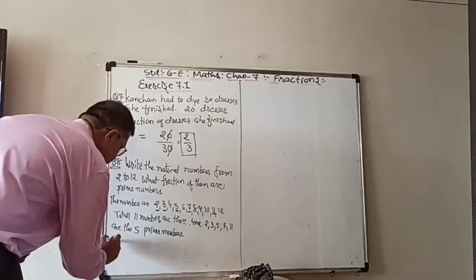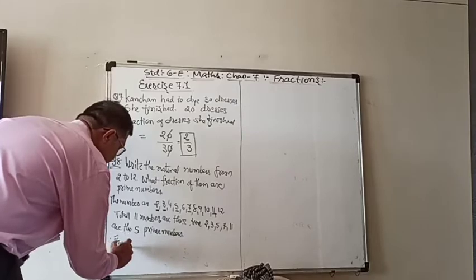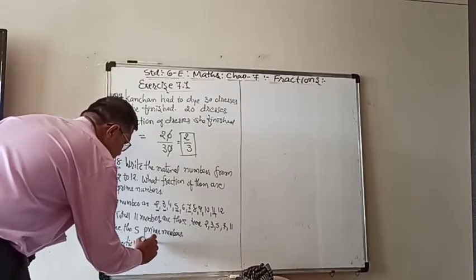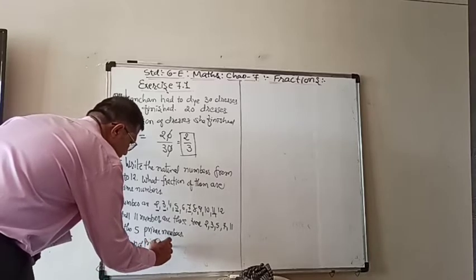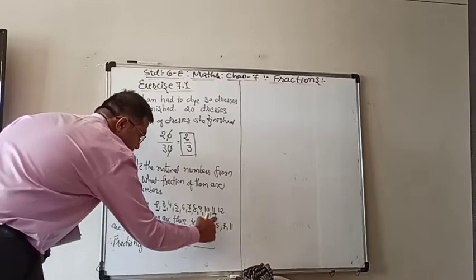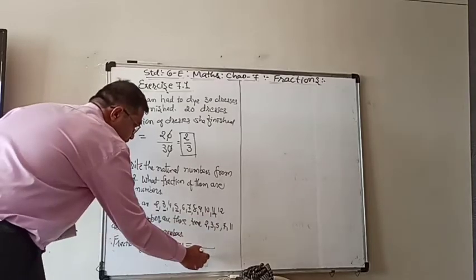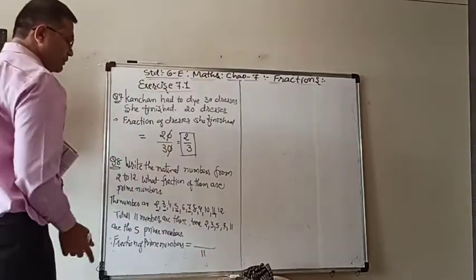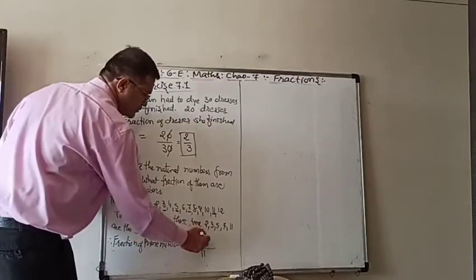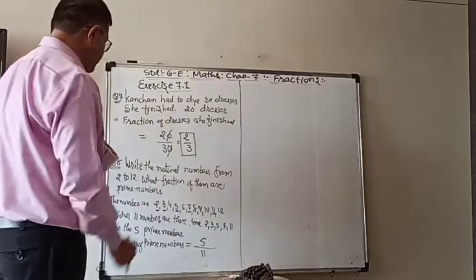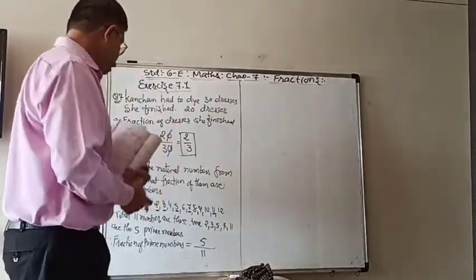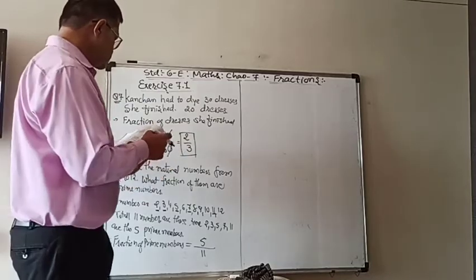Therefore, the fraction of prime numbers. So total numbers are how many? 11. Out of which how many are prime numbers? 1, 2, 3, 4 and 5. So your answer is 5 upon 11 because we cannot cancel it. So that will be the answer.